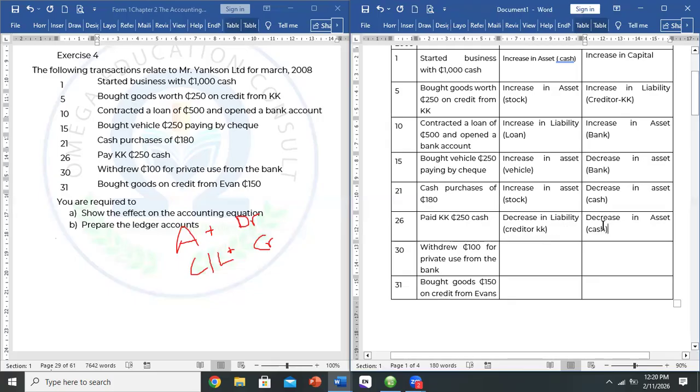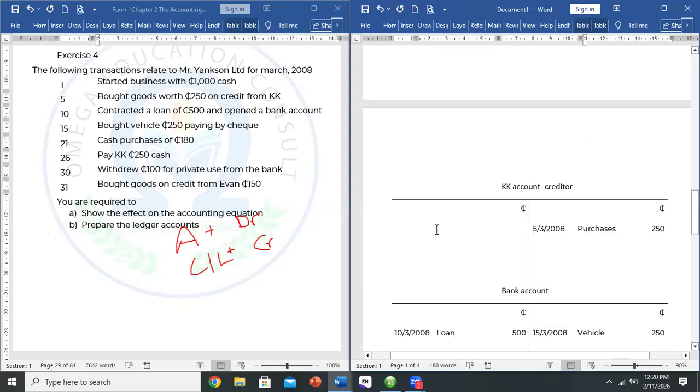So in terms of the account, you open cash account and KK account. KK is a liability and it is decreasing. It is decreasing because we are making payment to him, right? So if a liability is decreasing, what will be the entry? A debit. Because if it's increasing, we credit. So if it's decreasing, we are going to do debit. So we go to KK's account. We already have KK's account, so we don't need to open it, right? Then we debit KK. The date is 26th March 2008. We paid KK with cash, so the narration will be cash 250.